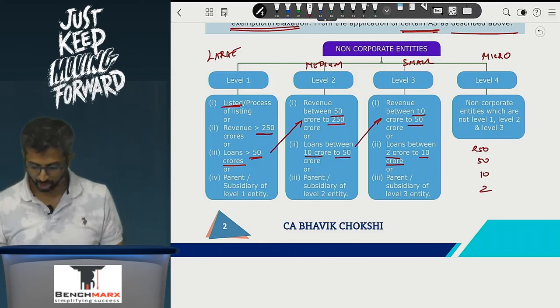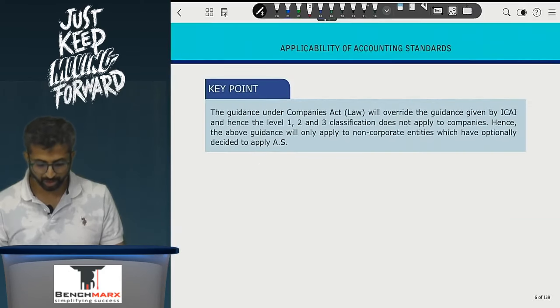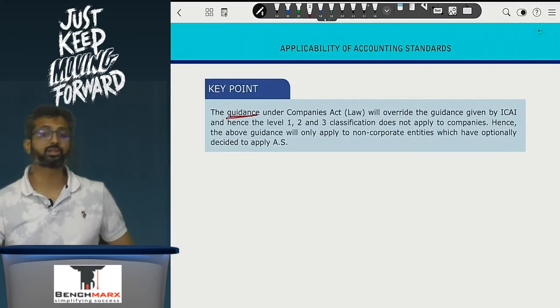And then non-corporate entities which are not level 1, 2 or 3 will become level 4. Key point, the guidance under the Companies Act. Okay, now there's another point over here.